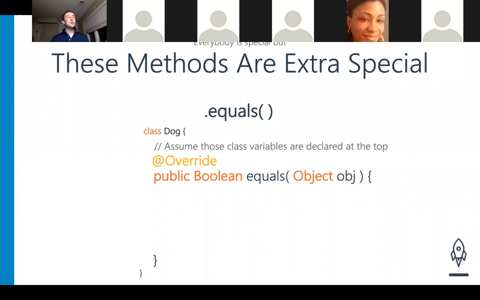Okay, so we have our public Boolean equals, and then we take in an object, obj. Everything's going to be off just a bit, but we're looking at object there. What the heck is object? Where is this coming from? We haven't seen this in any of the work or the lectures we've been talking about. So let's quickly talk about what object is.